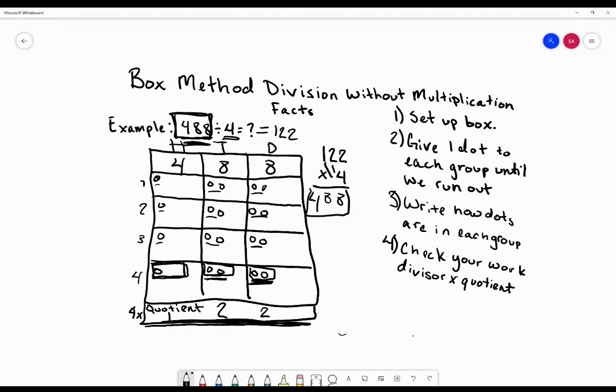And as you can see, this 488 is equal to the 488 that we started with as our dividend. Since these two numbers match, we know that 122 is the correct answer to our division problem, 488 divided by 4.